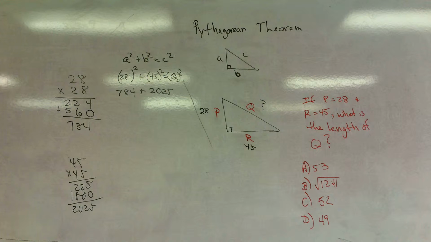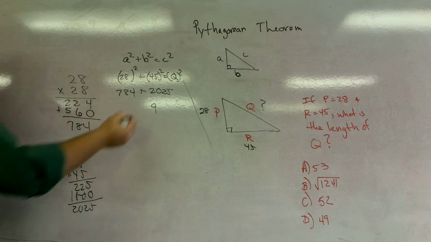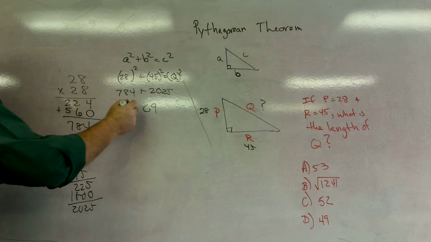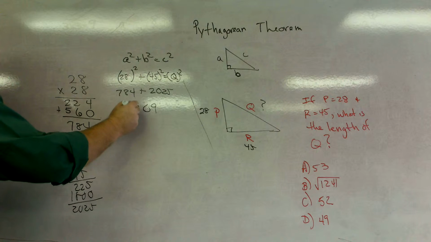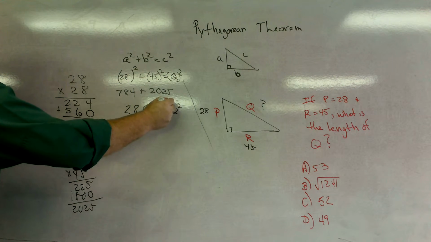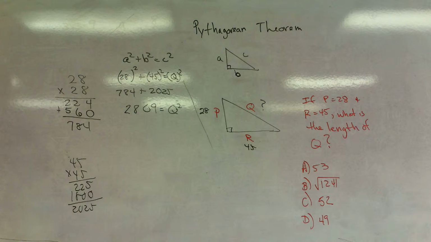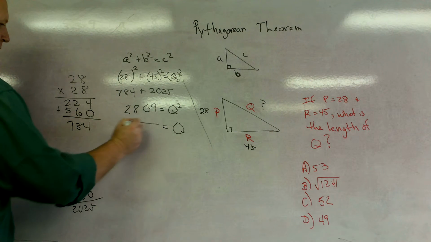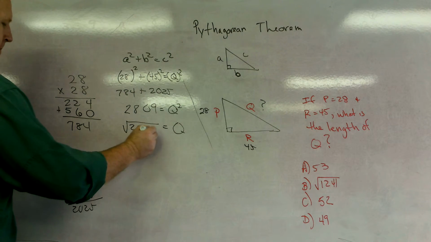Okay, so we're going to add together 784 and 2025. 5 and 4 makes 9. 8 and 2 is 10. Carry the 1. So 7 plus 1 is 8. And then we get a 2. So Q squared is equal to 2,809. So Q then is equal to the square root of 2,809.